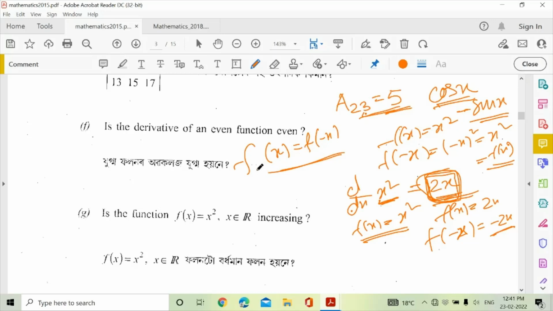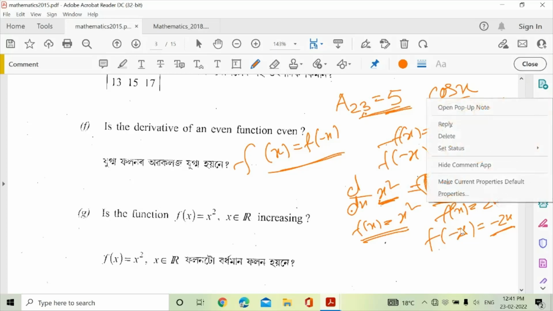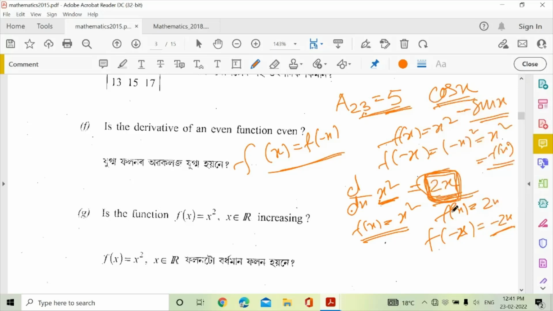For example, what is the definition of an even function? f of x is equal to f of minus x. That means if the value remains the same after replacing x by minus x, the expression is called even. f of x is equal to x squared. With minus x, again x squared you have got. So x squared is an even function. Let us find the derivative of x squared, twice x. Correct. So twice x, f of x is twice x, and f of minus x becomes minus twice x. So f of minus x is not equal to f of x. If equal, it is even; if not equal, it is not even. That means the derivative of an even function is not always even.